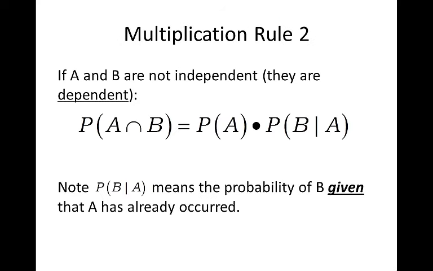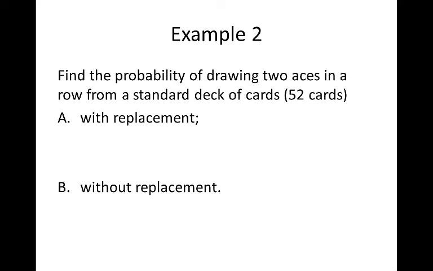If they're not independent and it's sort of conditioned on something, we can say the probability of A and B is the probability of A times the probability of B given that A has occurred. This is sometimes hard to get at, but it shouldn't be in this class. It's the probability of A, probability of B given that A has actually occurred. So to find the probability of drawing 2 aces in a row from a standard deck of cards, with replacement and without replacement, just to illustrate the difference here.